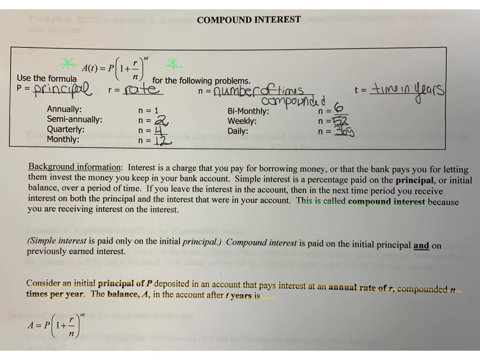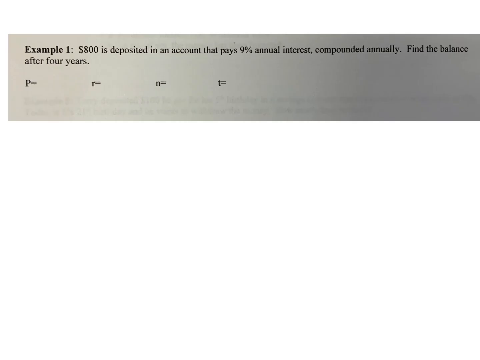So let's try that. On the example, it says $800 is deposited in an account that pays 9% annual interest. So now instead of you having to pay the interest, the bank's paying you. They are investing money in you because you let them borrow your money. So my principal is the 800.